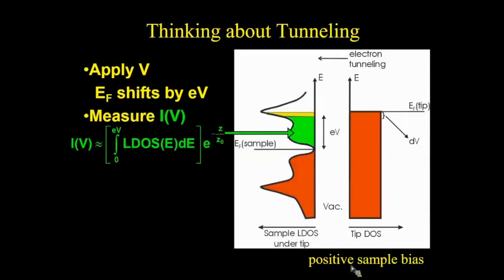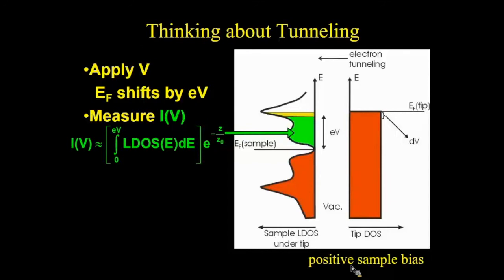Then you can get a current flowing. In this case, we have electrons flowing from the tip into the empty states of the sample. And if you integrate the density of states from the Fermi energy up to the energy that you've shifted the bias by, that gives you a measure of the current. So the current then is a measure of the integral of the density of states.